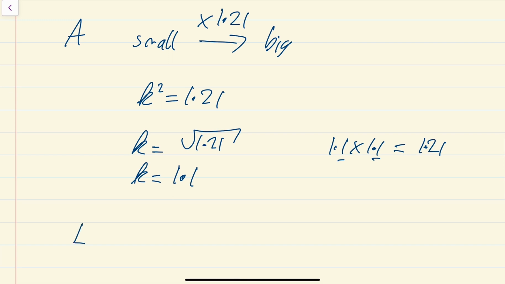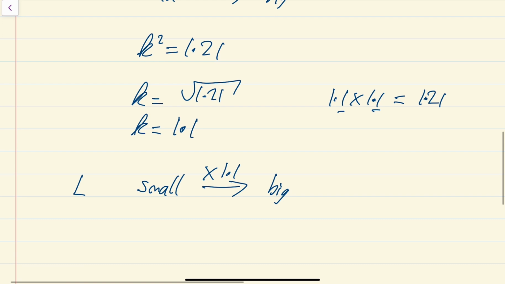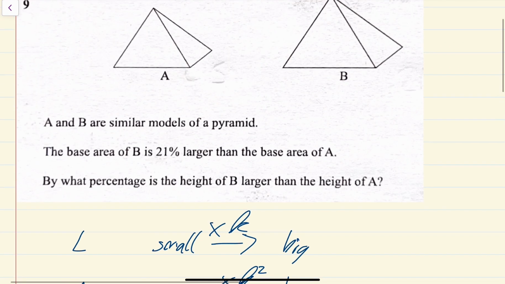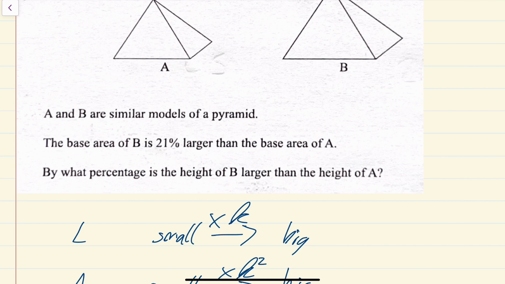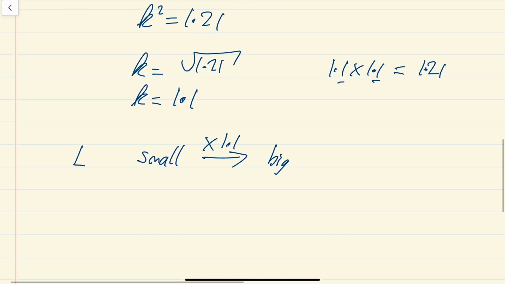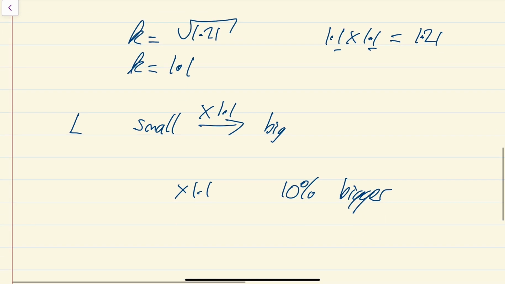So that means for length, small to big, and height is length, by the way, small to big, you're multiplying by 1.1. So the question said, by what percentage is the height of B larger than the height of A? So if you multiplied something by 1.1, what you do is you make it 10% bigger. So the answer, by what percentage is the height of the big one bigger than the height of the small one? It is actually 10%.